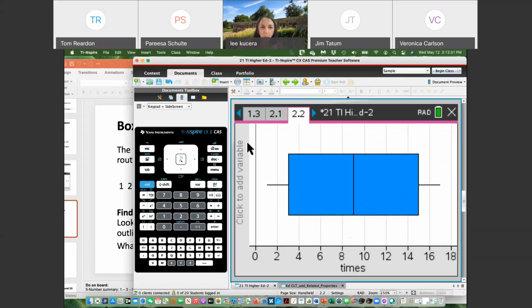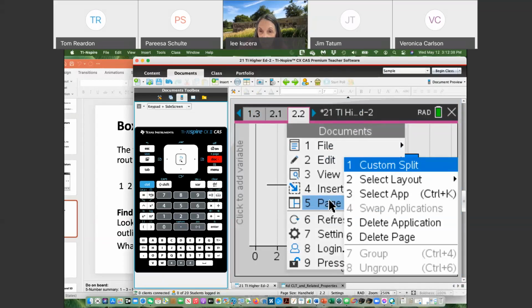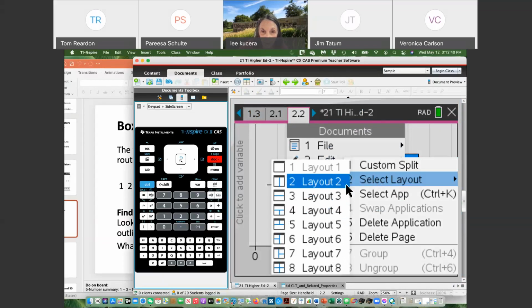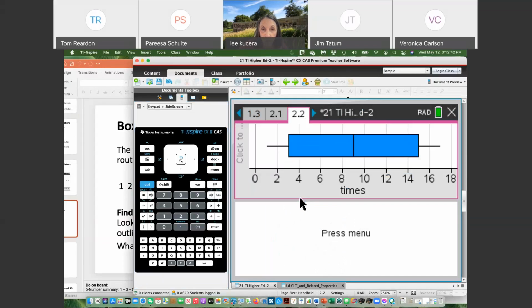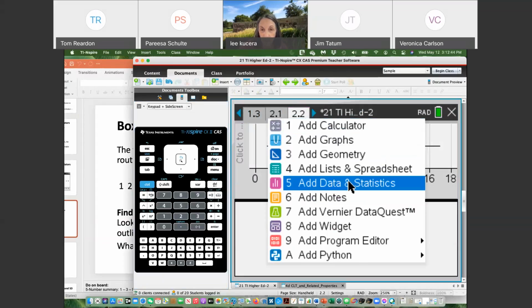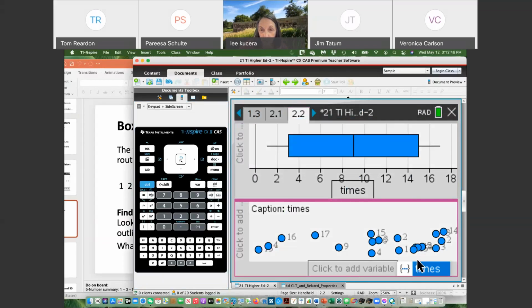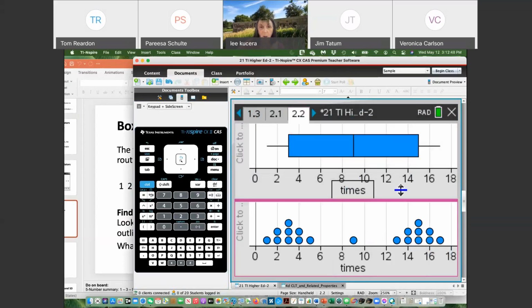But the problem with that box plot, as you saw when I was creating it, is, let's do a real quick page layout. Let's put a second graph on here. And let's do that dot plot. While a box plot is great for showing outliers, it does not show shape. And so you want to make sure you show students something like this so they can clearly see the difference between them.